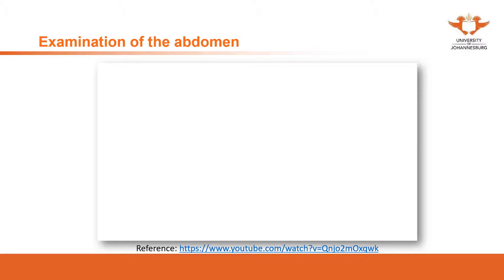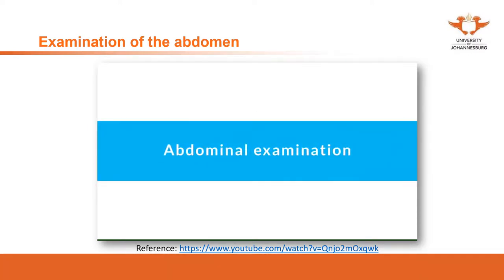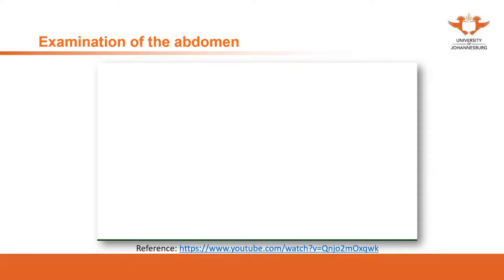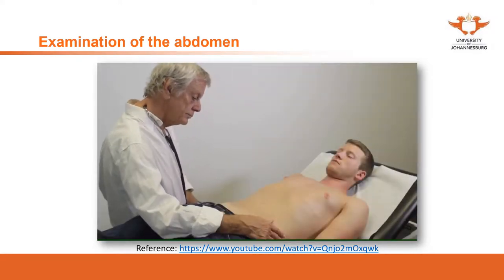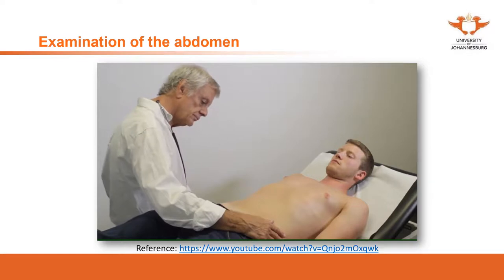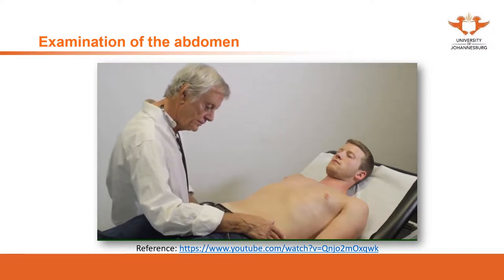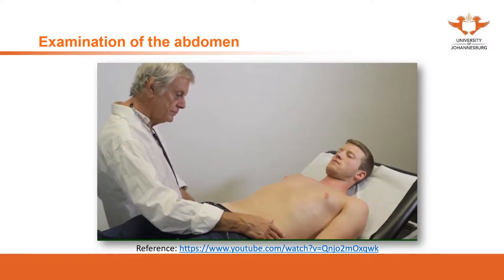And this is the examination from abdomen area. Abdominal examination. Abdominal examination begins with inspection. Abnormalities such as distension, scars, stretch marks, hematomas, and engorged veins can provide the first evidence for conditions involving the abdomen.